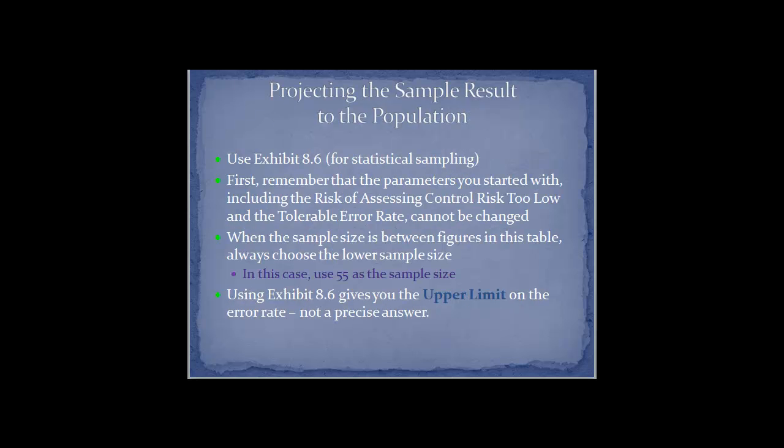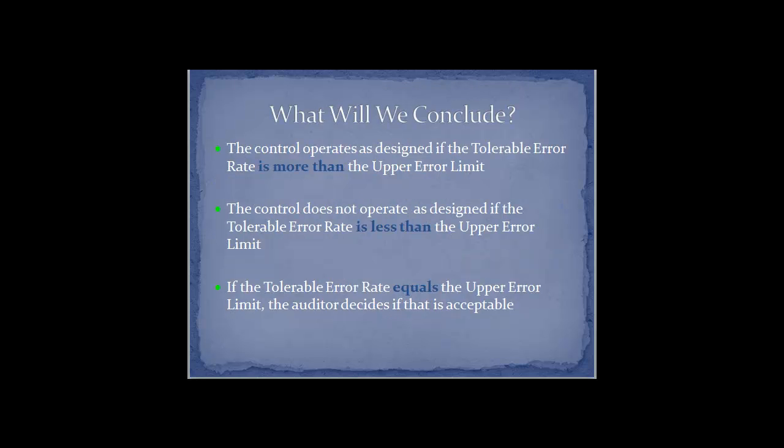Table 8.6 gives you the upper limit on the errors, not a precise answer. The interpretation of the number 11.1 is that the population failure rate for the authorized signature could be as high as 11.1%. We don't know what it is because we don't know how much similarity there is between the sample and the population. So what will we conclude? We conclude the control operates as designed if the rate that we said we could tolerate is above the rate we're projecting to the population.